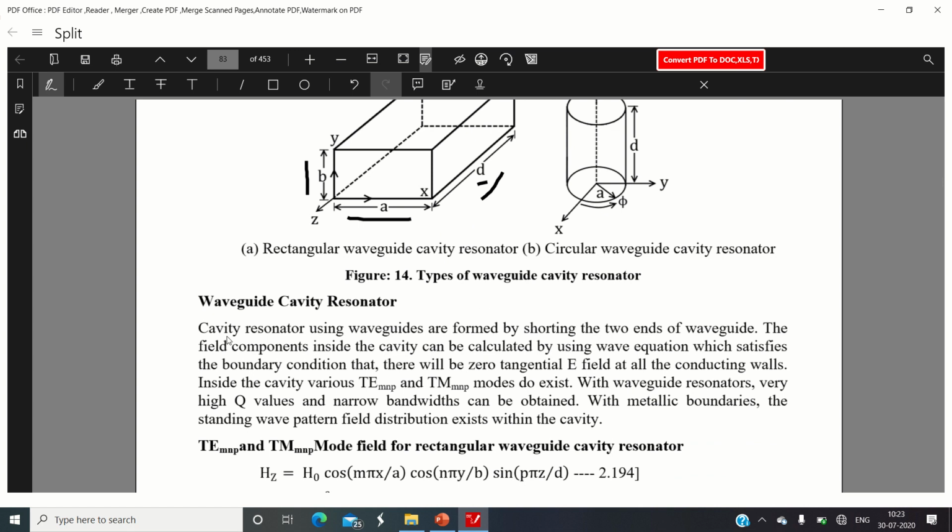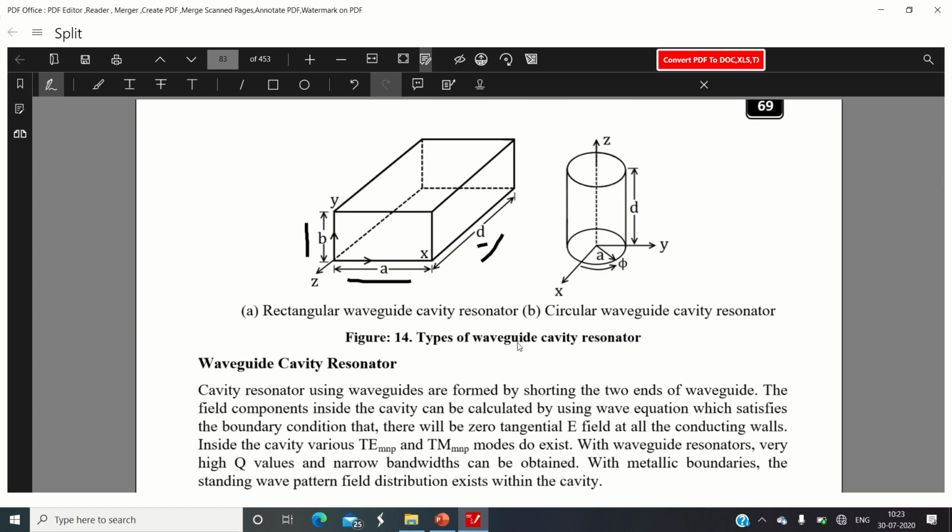So how are these formed? The cavity resonators using waveguides are formed by shorting the two ends of the waveguide. In the first image, we have taken the rectangular waveguide, and this waveguide is shorted at the two ends along the z direction, and thus it behaves as a waveguide cavity resonator rather than a waveguide.